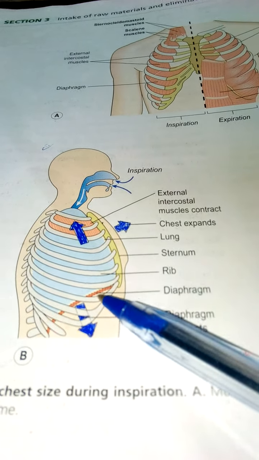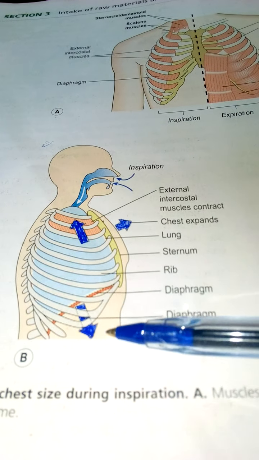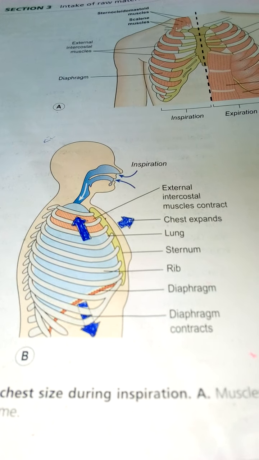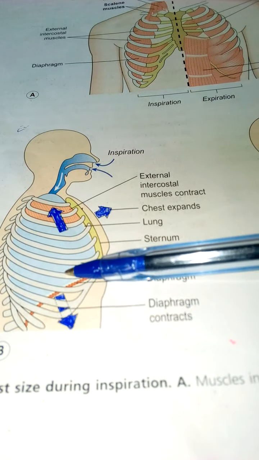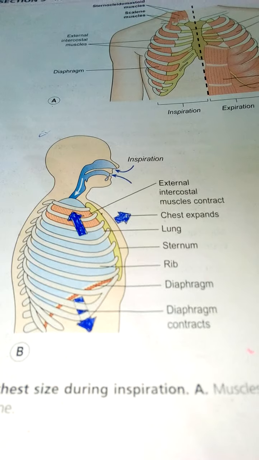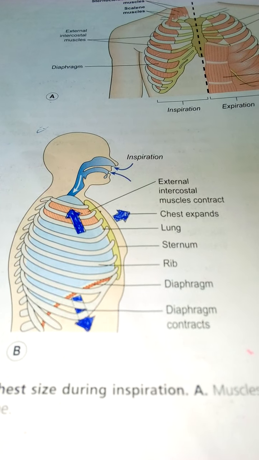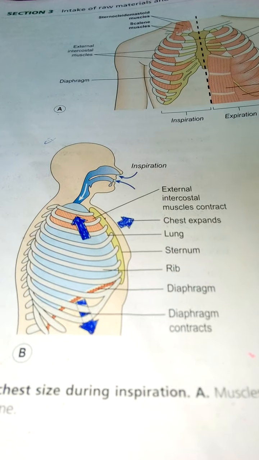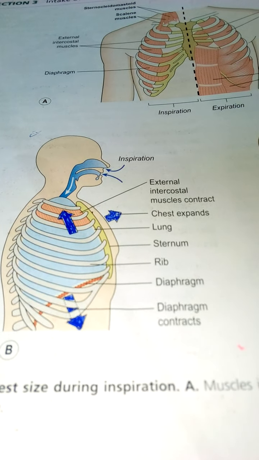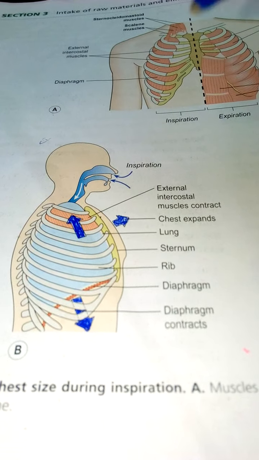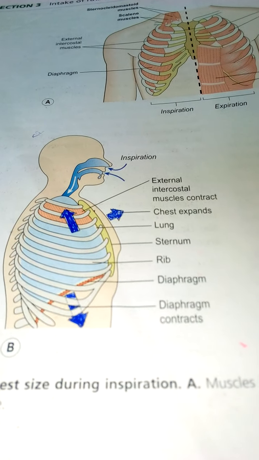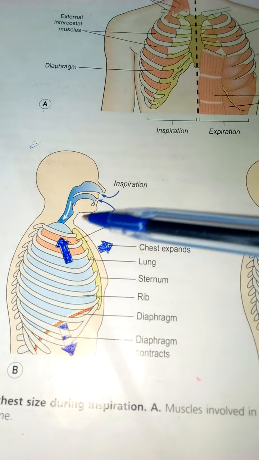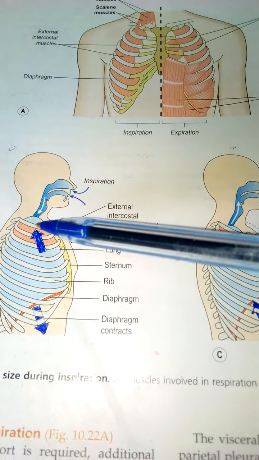Then the diaphragm will move downward. That's the diaphragm. Then these ribs will move upward. That's during inspiration. That's how the intercostal muscles work. So that's all about inspiration.